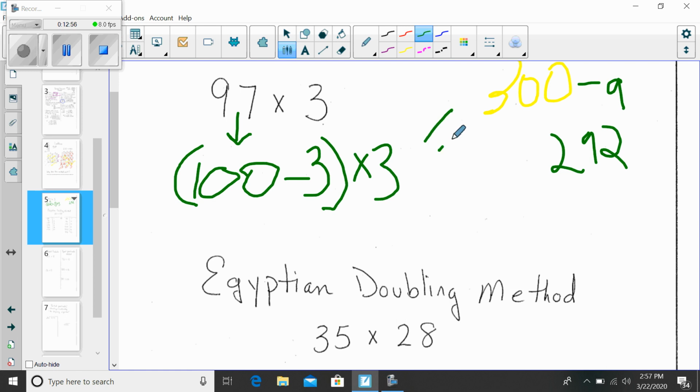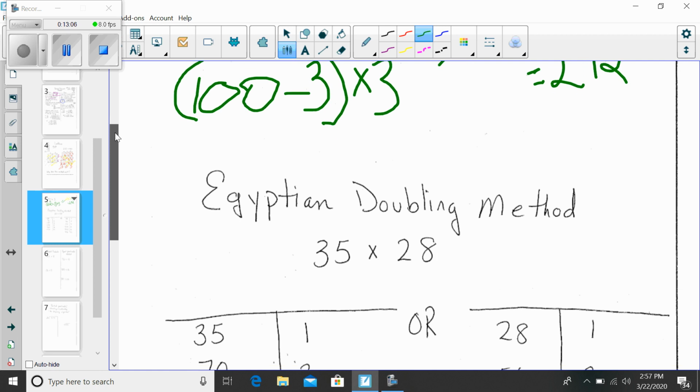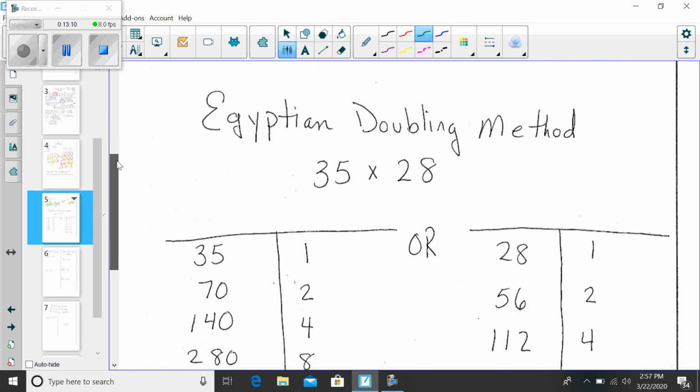So let me draw an equal sign up here because you would go from this step to this step, finally to the answer. Okay, so anyway, Egyptian doubling method. I would never suggest teaching this in elementary, although it does have a takeaway that you would use to help your elementary students with multiplication. There is one practical takeaway to this.